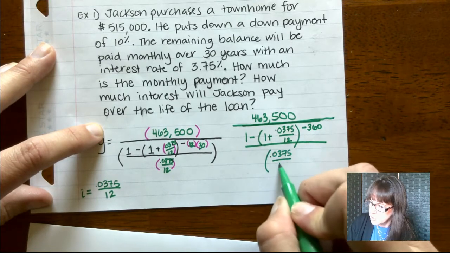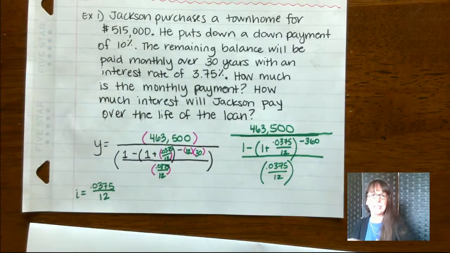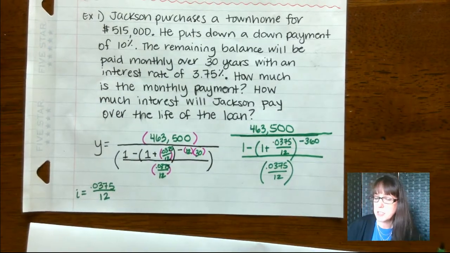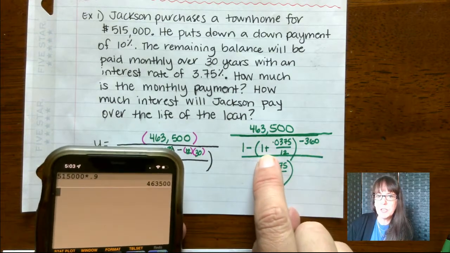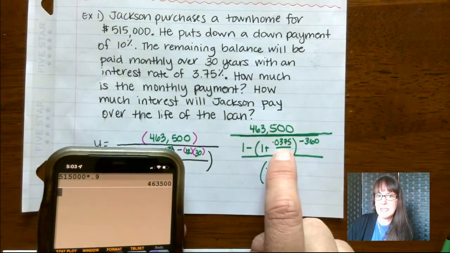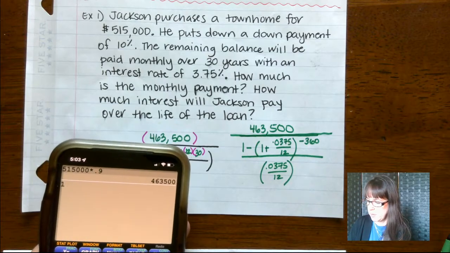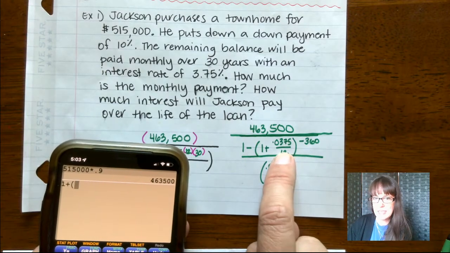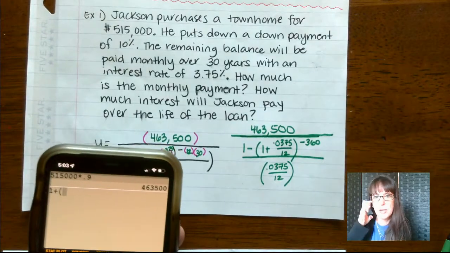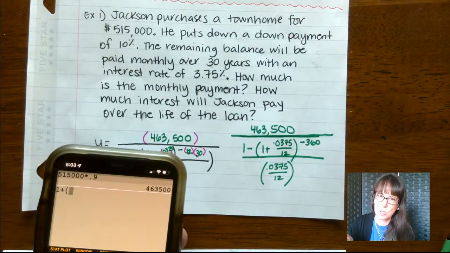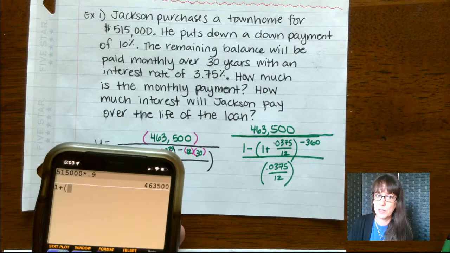Looking at this, it looks like a mess of numbers, but I promise you it's not as bad as it looks. We can do all of this in our calculator. What we want to do first is 1 plus that part. So we're going to say 1 plus, and I'm going to use parentheses because I want to divide these two things. Your calculator sometimes knows the order of operations, sometimes it doesn't, so it's always good to have good habits.